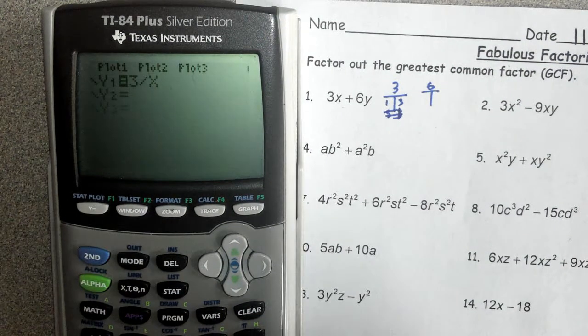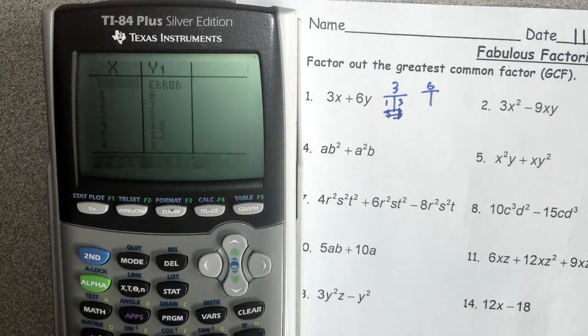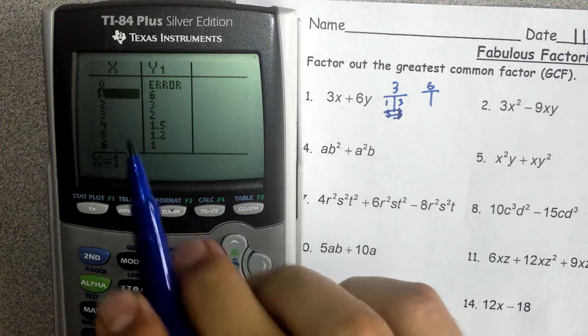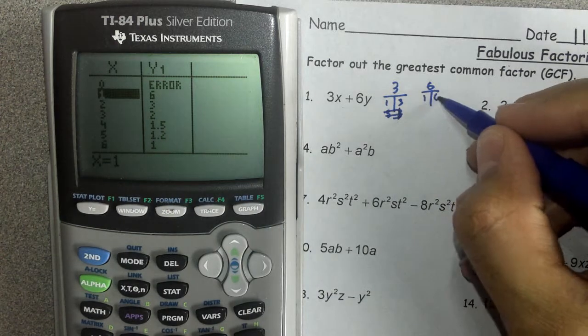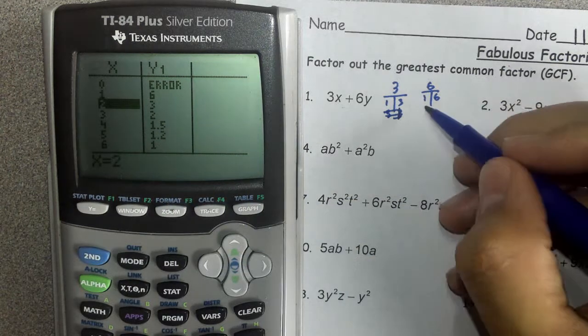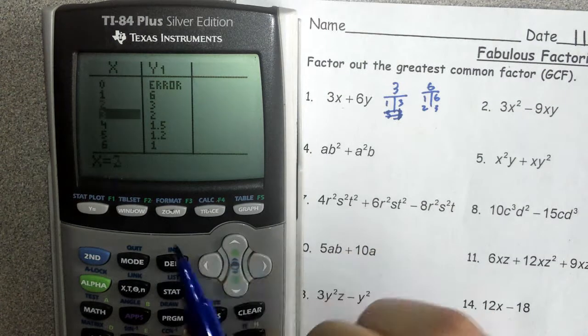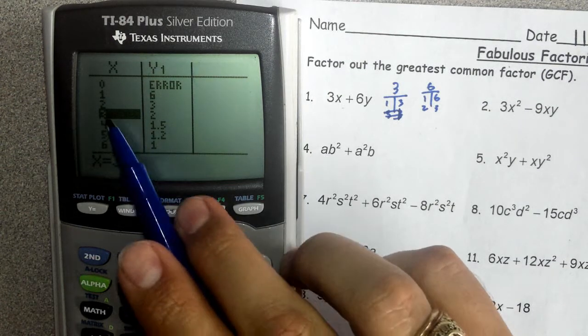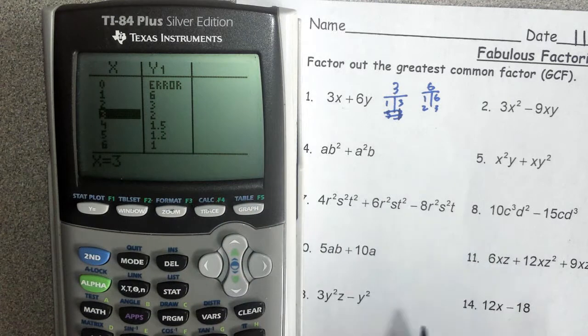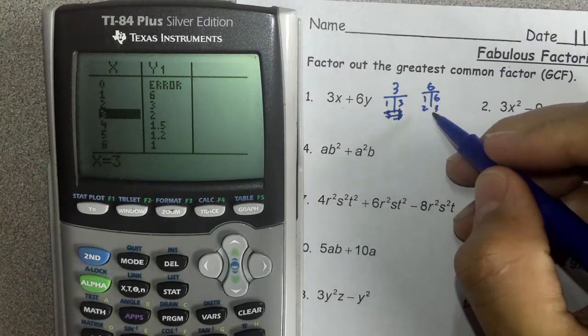Let's do the same thing for 6. So I'm just going to replace the 3 with the 6. Look at the table. And right here, 1 and 6. I go down, 2 and 3. And then my next one is 3 and 2. Oh, they repeat themselves. Since they repeat themselves, I don't have to go any further. So there's my factors there.